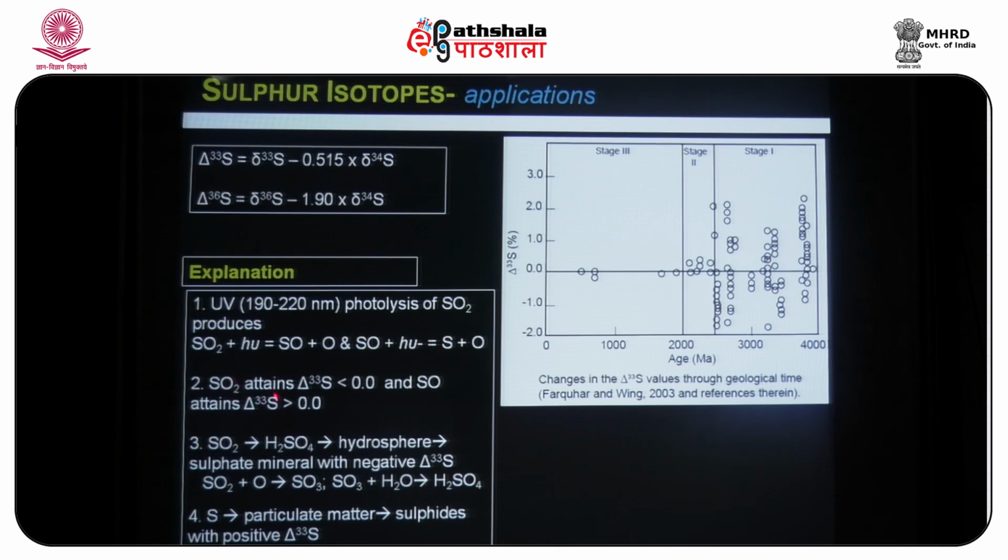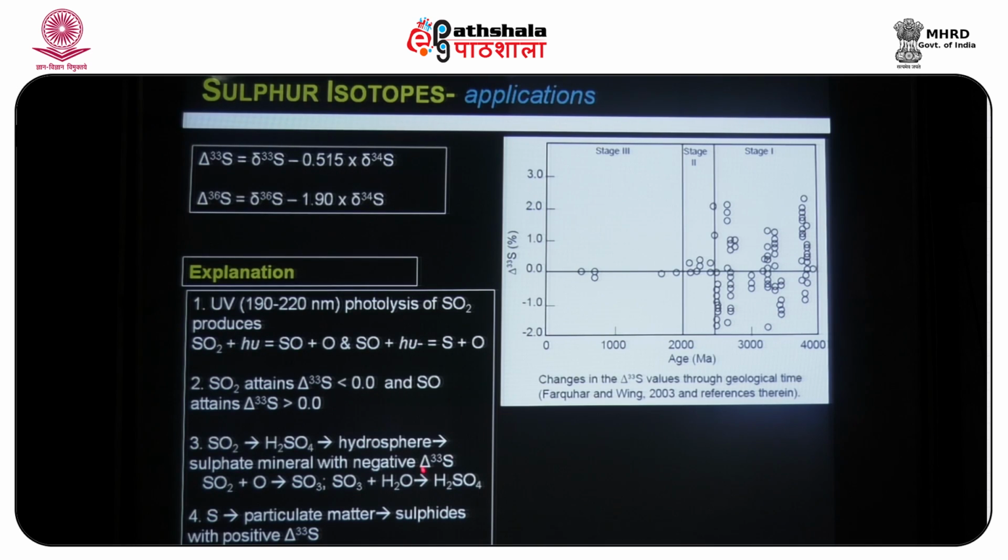If these variations took place due to ultraviolet rays, then after the formation of sulfur dioxide, this sulfur dioxide could have combined with oxygen to form sulphite, and this sulphite, after combining with H2O, would have formed H2SO4. And once this H2SO4 is formed, it will come down with the rain and become a part of the hydrosphere.